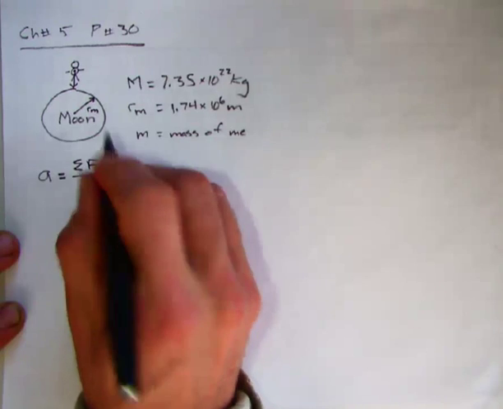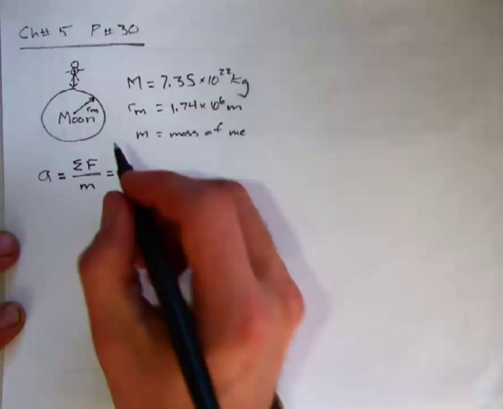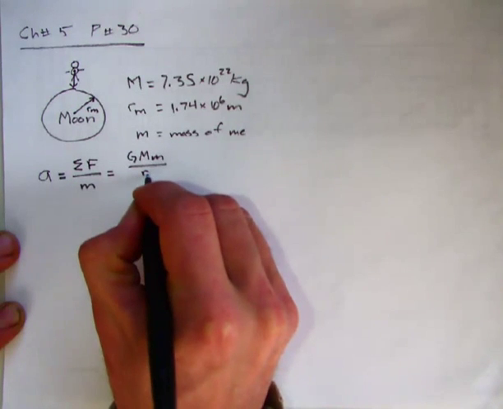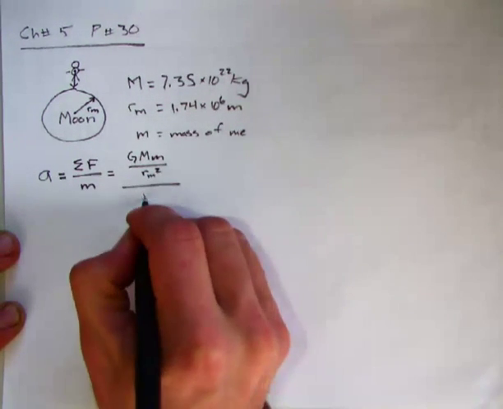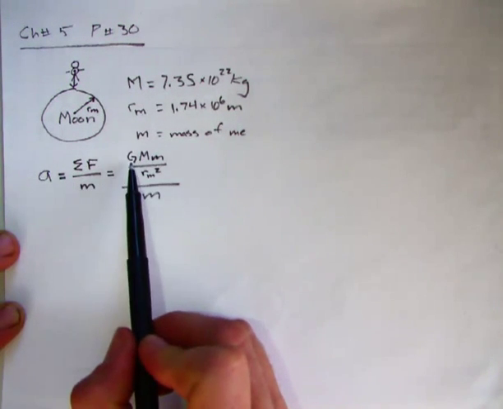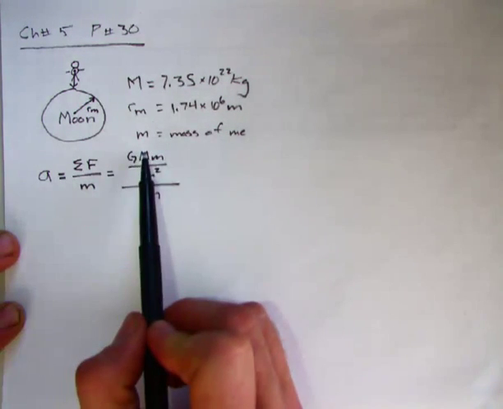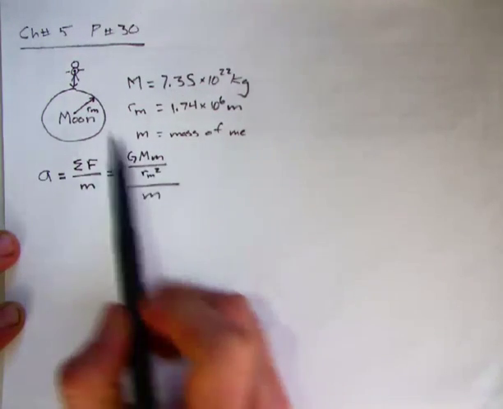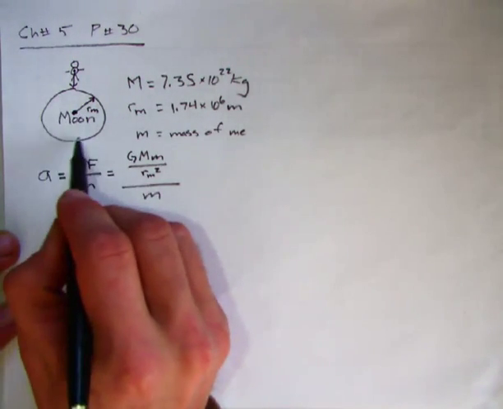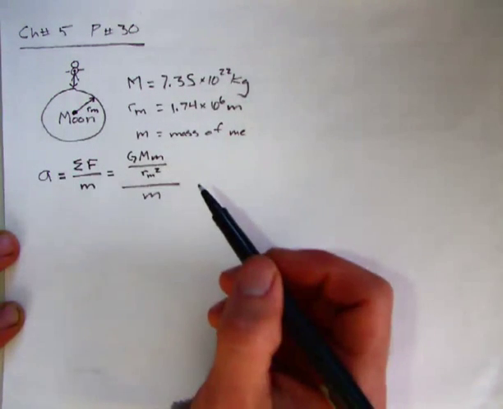Well, how big is this force that the moon is pulling down on me with? I could use Newton's universal law of gravitation to figure out what that force is. Newton's universal law of gravitation says that force is equal to big G, the gravitational constant, times the mass of the moon, times the mass of me, divided by the radius of the moon squared. Why the radius? Because that's the distance between the center of mass of the moon and the center of mass of you or me or whoever's on the moon.